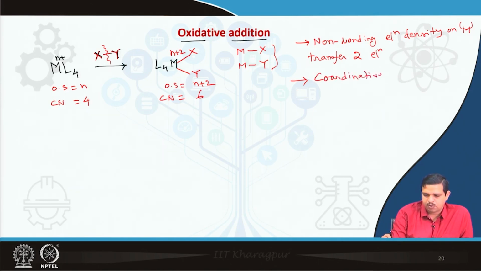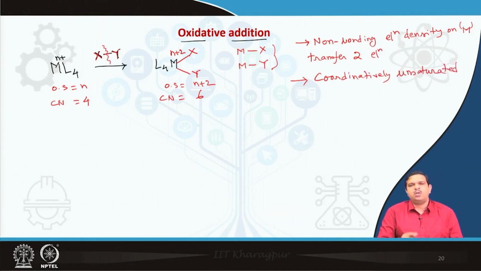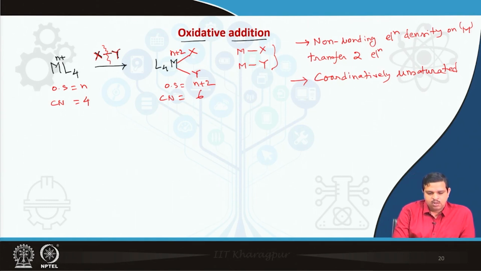What does it mean? Suppose the maximum coordination of a metal center is 6, then it cannot undergo the oxidative addition unless one ligand or multiple ligands are decoordinated. So, there should be the scope of adding the 2 new ligands. So, that is why this initial complex should be coordinatively unsaturated.